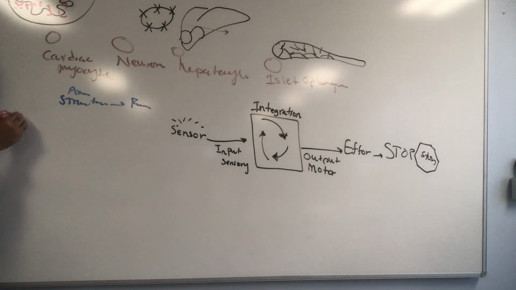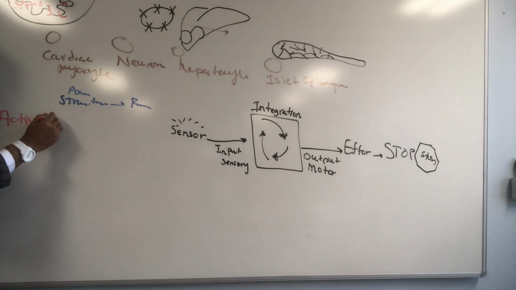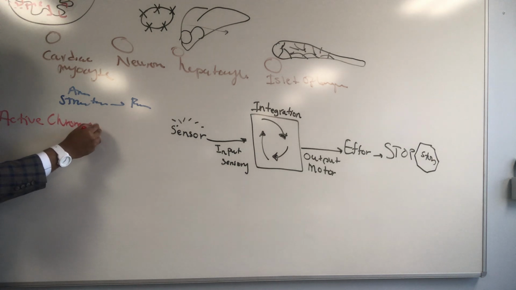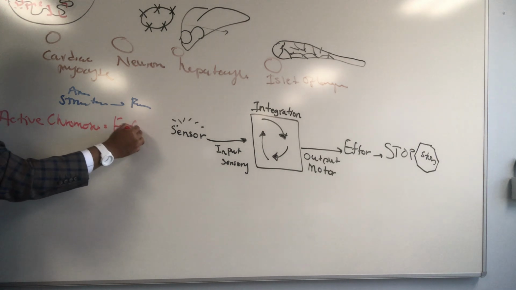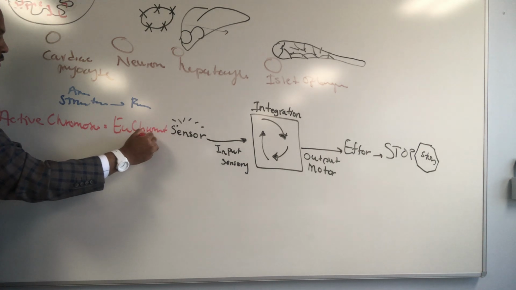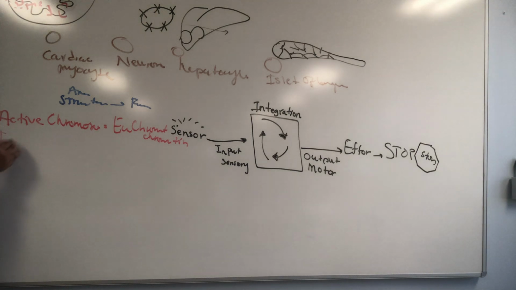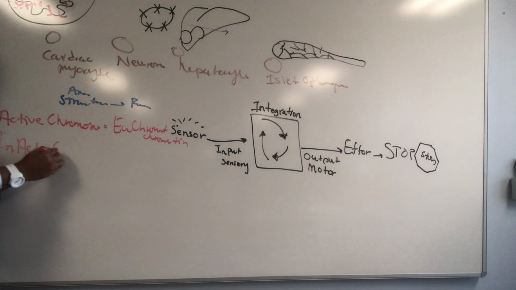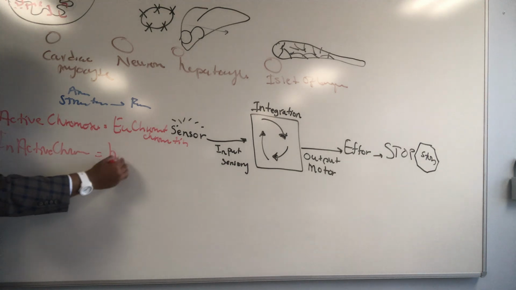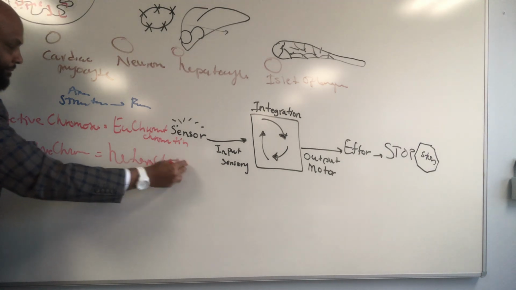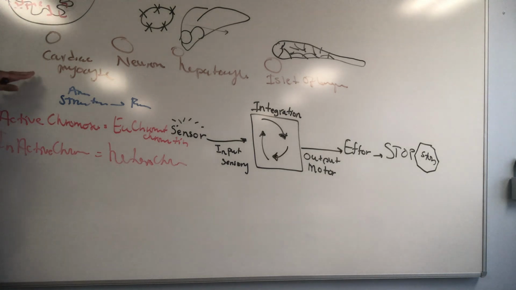So the active region of the chromosome is known as euchromatin. And the region that is inactive in the chromosome is known as heterochromatin. So a cardiac myocyte is different from the rest because only the region that makes it a cardiac myocyte is euchromatin and the rest is heterochromatin.